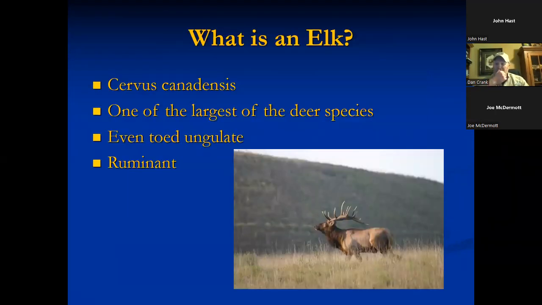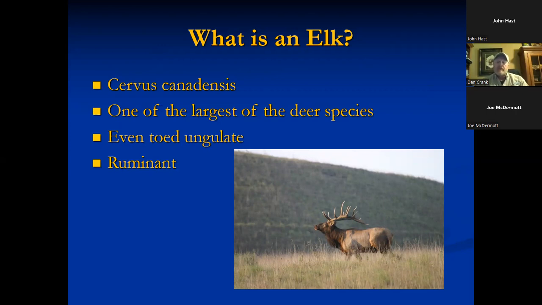Okay, so what is an elk? The scientific name of an elk is Cervus canadensis. They are one of the largest of the deer species in the world. Really the only other two deer that are bigger than elk or comparable would be red deer that are in Europe and also in the New Zealand area, been moved around a little bit, and the North American moose.